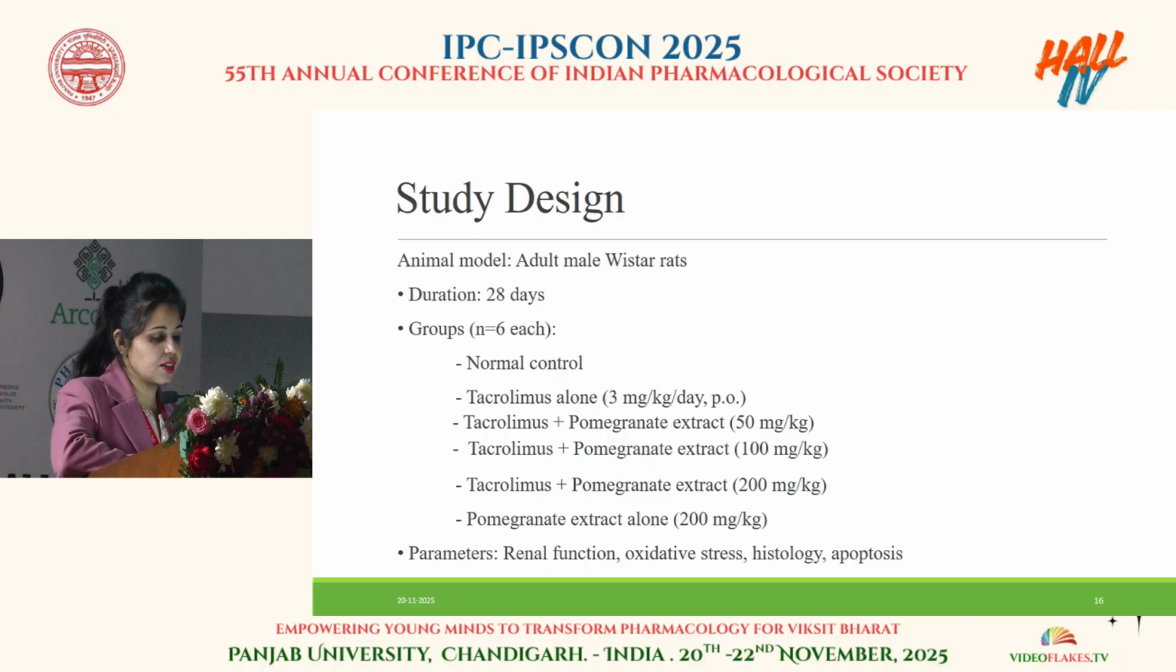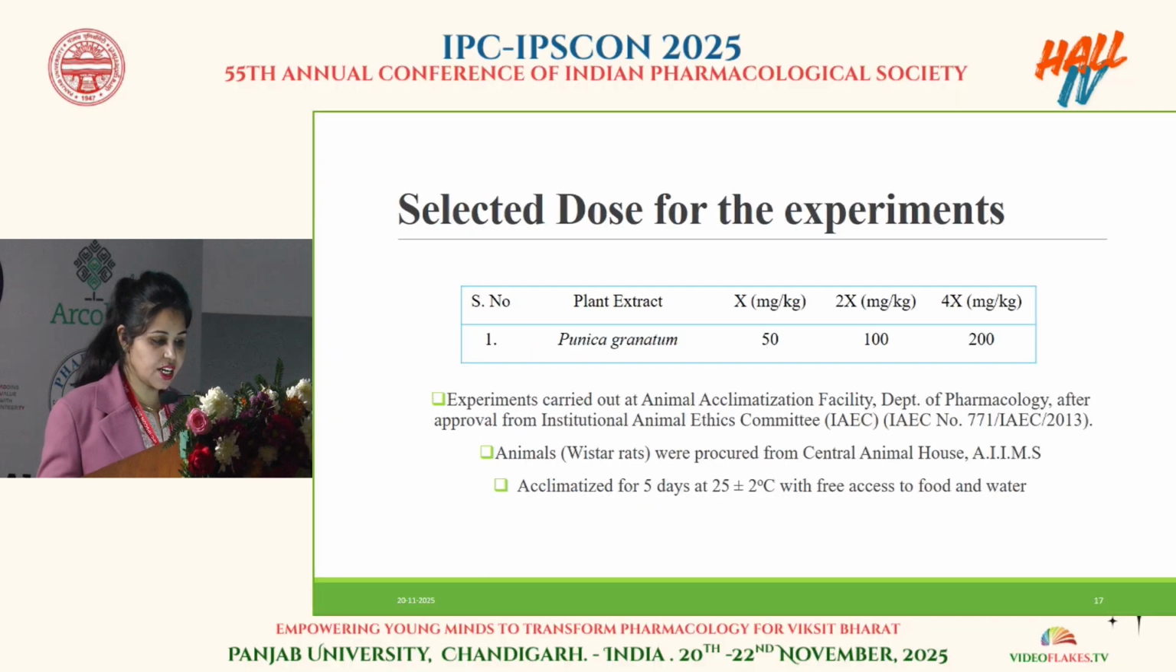And then we have 3 subsequent groups with pomegranate in different doses, that is 50, 100, and 200 mg per kg. And this dose is calculated after conducting the toxicity studies. And the per se group, pomegranate extract alone group. So the parameters we have studied are renal function, oxidative stress, histology, and apoptosis. So these three are the selected doses for Punica granatum.